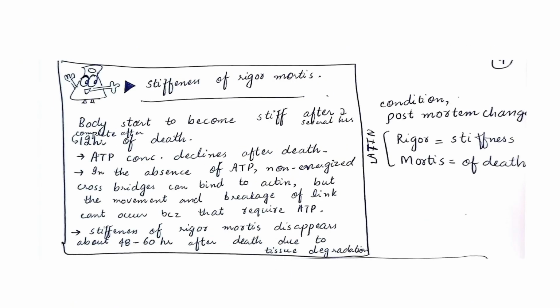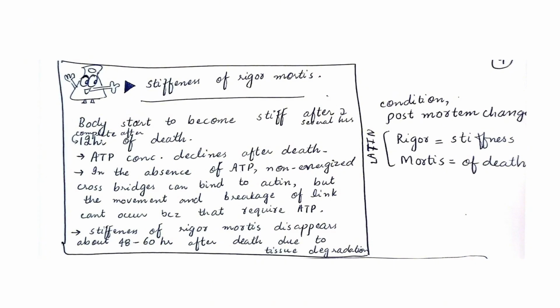Let's discuss an interesting phenomenon known as rigor mortis, which occurs after death. So what is rigor mortis? The term rigor mortis is derived from Latin. Rigor means stiffness and mortis means of death. It refers to the stiffening of the body that begins a few hours after death, typically becoming noticeable around 2 to 6 hours post-mortem. So the mechanism of rigor mortis is that after death, the concentration of ATP declines in muscle cells.